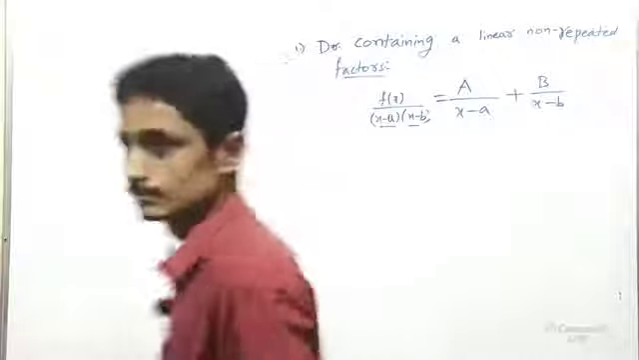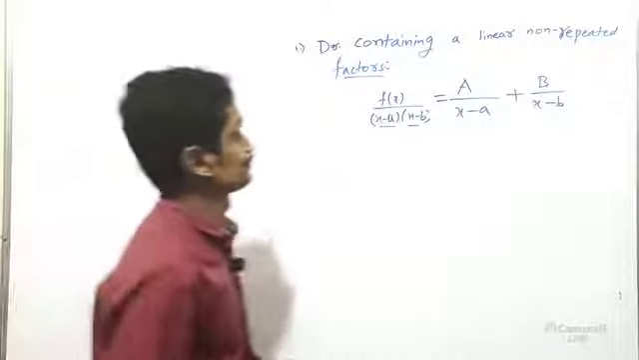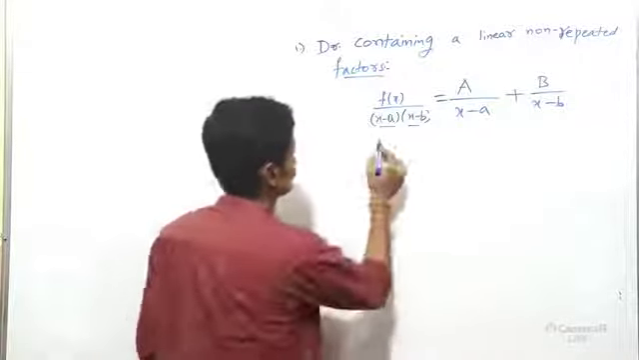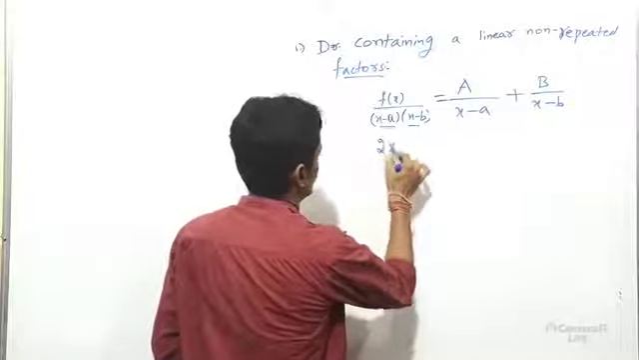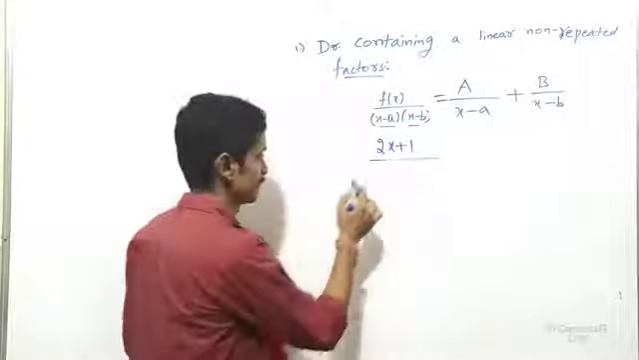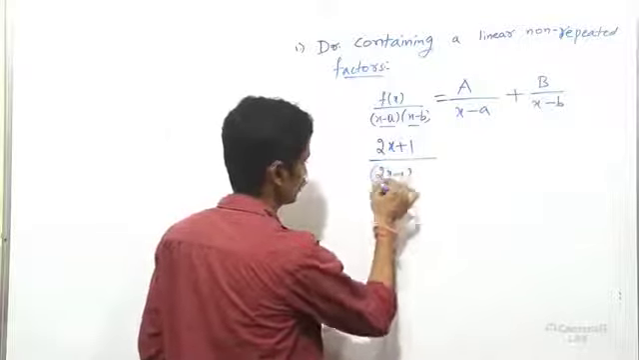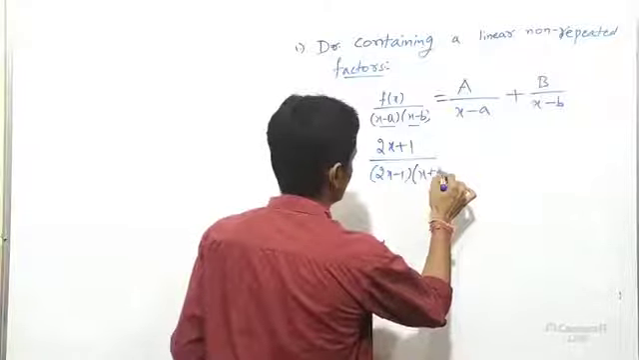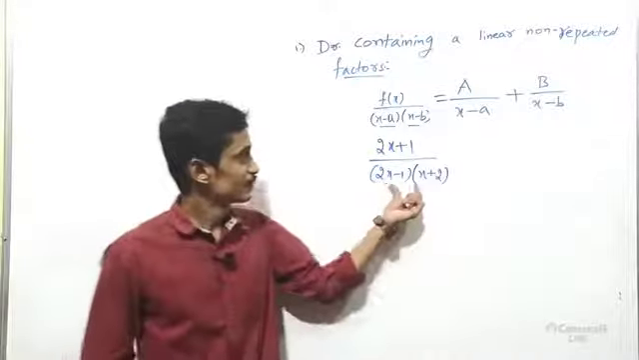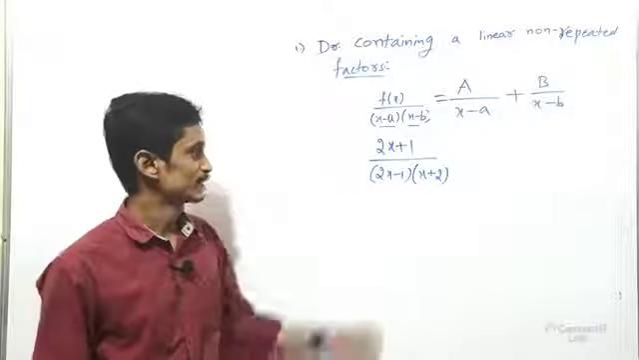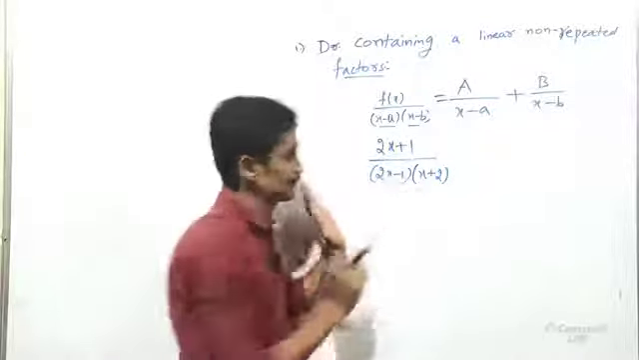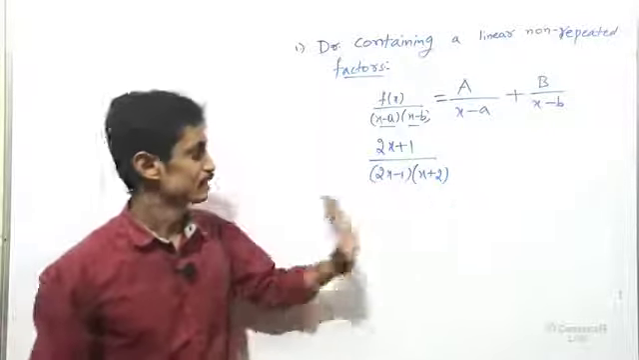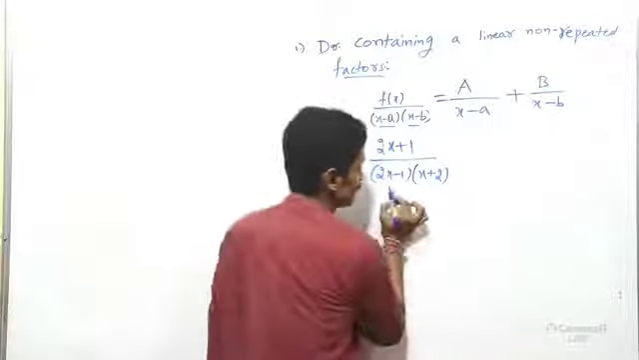Now, for better understanding, one more problem I will take: 2 times x plus 1 divided by (2x minus 1) into (x plus 2). If we remove this bracket, one quadratic polynomial we will get. That quadratic polynomial we already have in factorization form, so it is not necessary to express it in factorization form, it is already given. So how many factors we have?